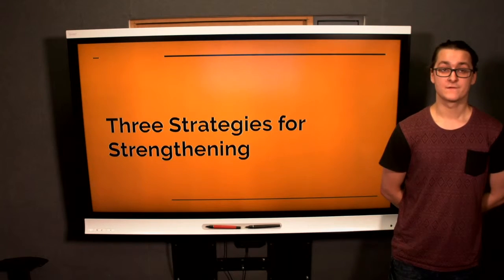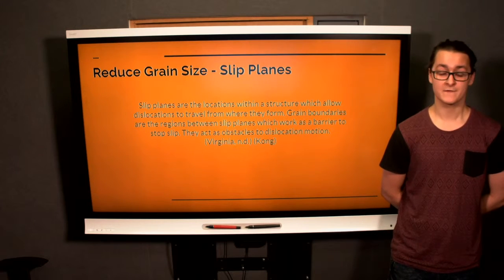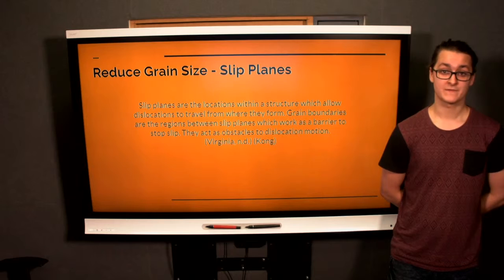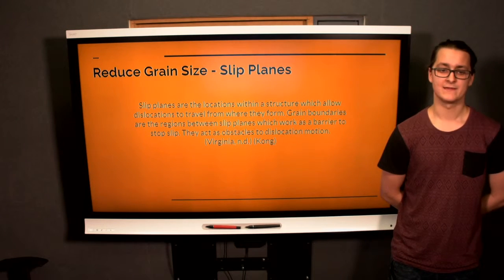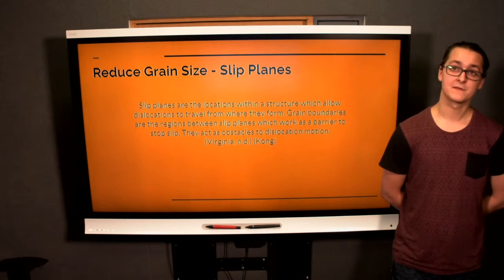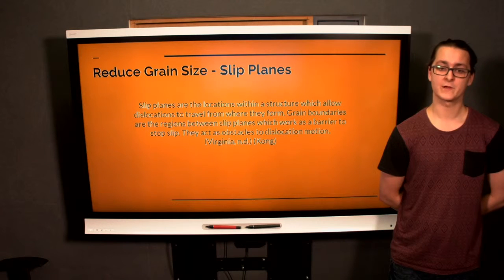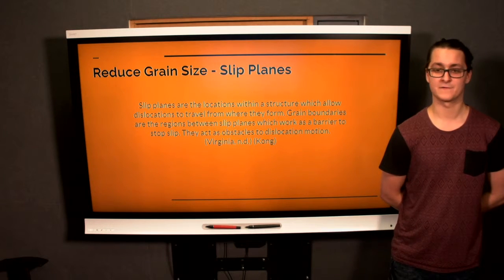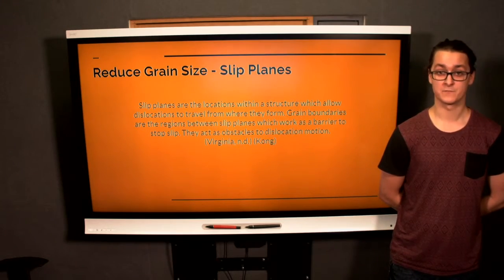The three strategies for strengthening. The first of which is to reduce the grain size. And what needs to be understood first is what a slip plane is. So a slip plane is the location within a structure which allows dislocations to travel from where they are formed. The grain boundaries are another thing that needs to be known, which is the regions between slip planes which work as a barrier to stop slip. They act as an obstacle to dislocation motion.